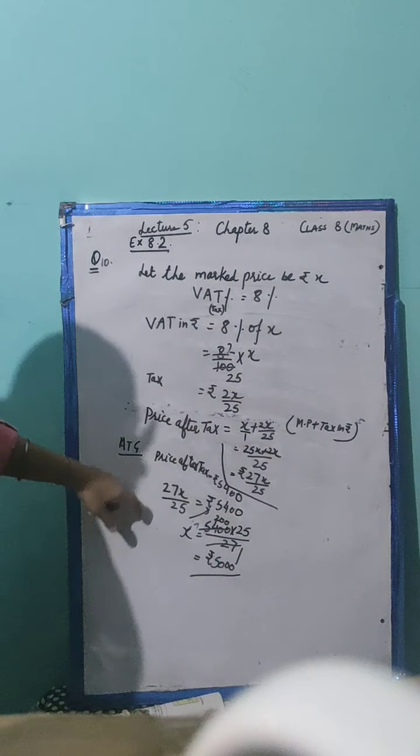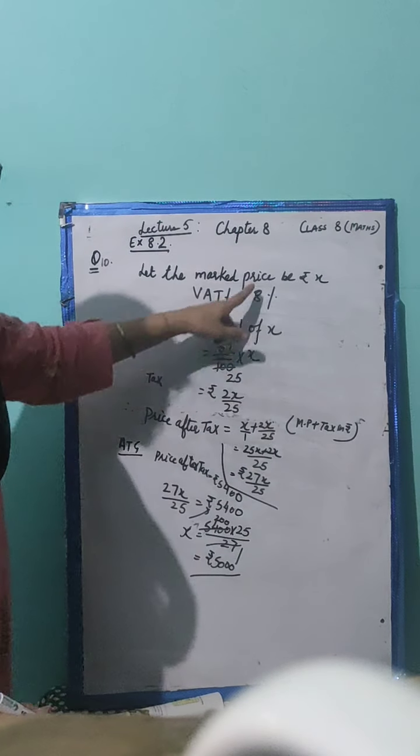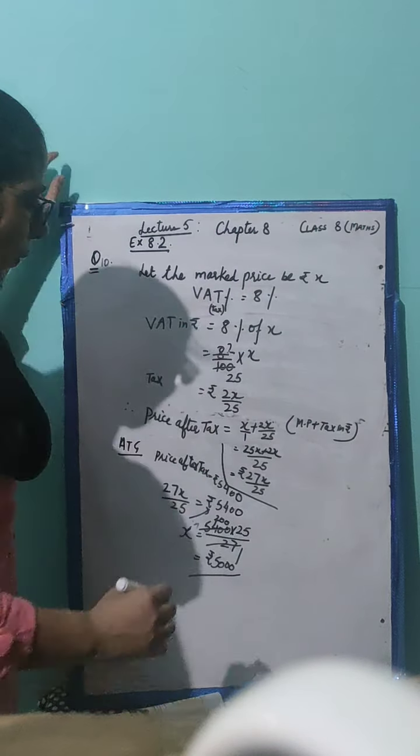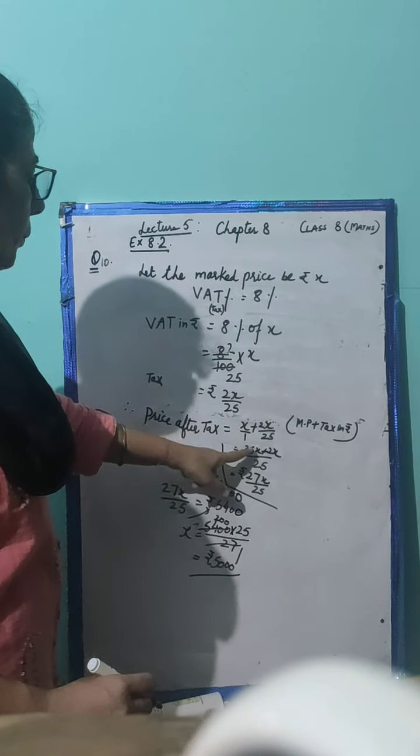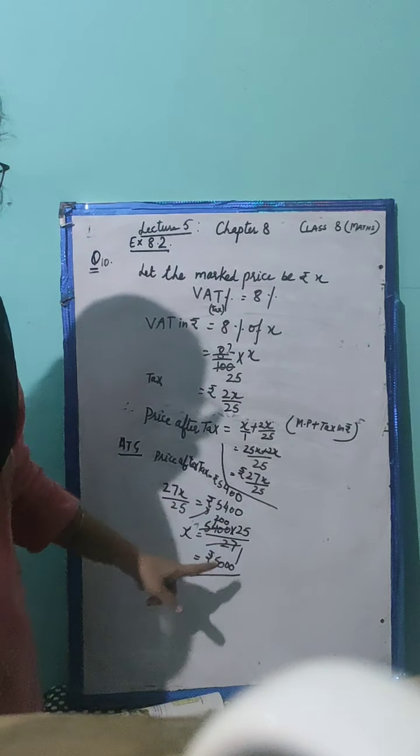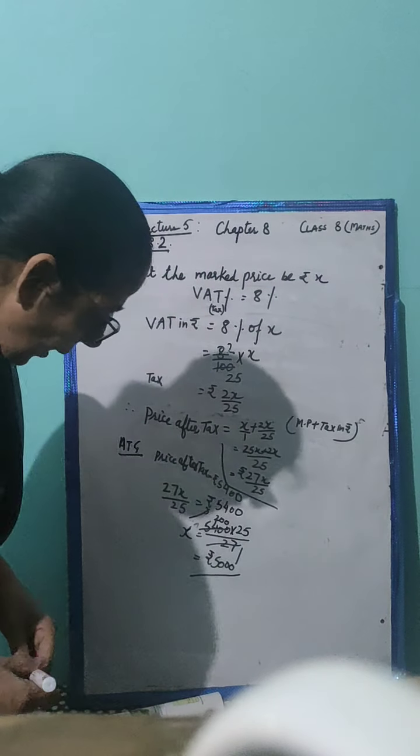It means the thing was having the cost. This mark price was rupees 5000. 5000 की चीज 8% टैक्स के बाद हमें कितने में मिली, 5400 रुपीज में. Is that clear?